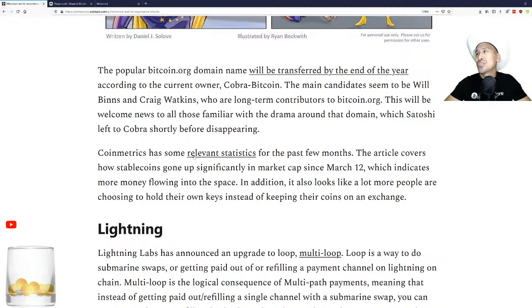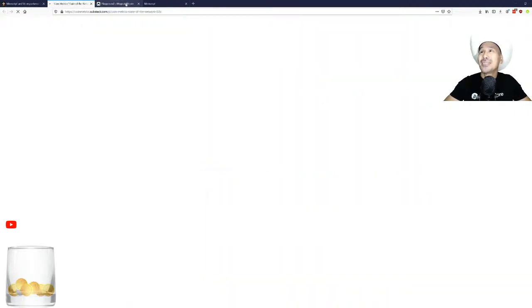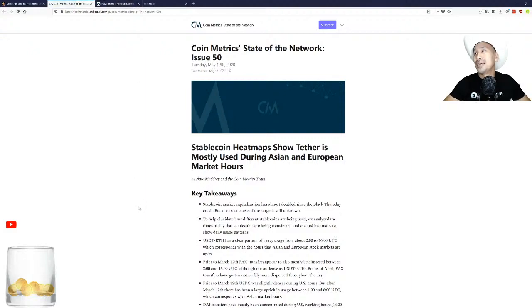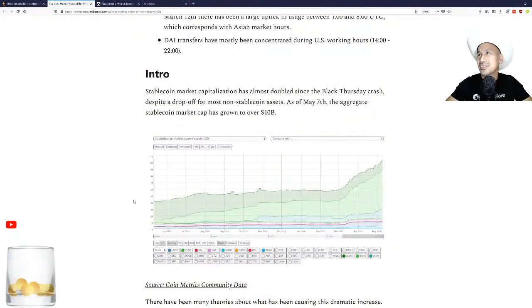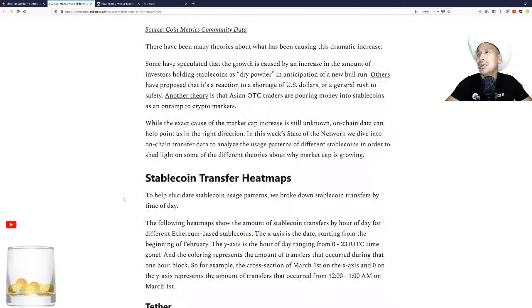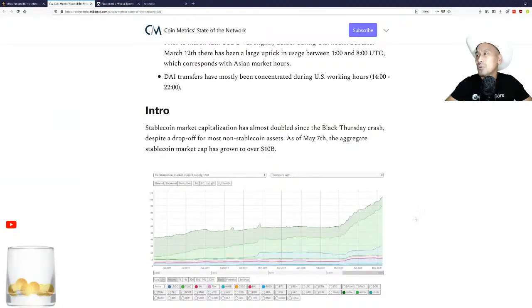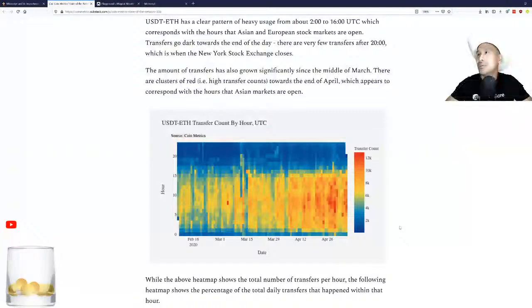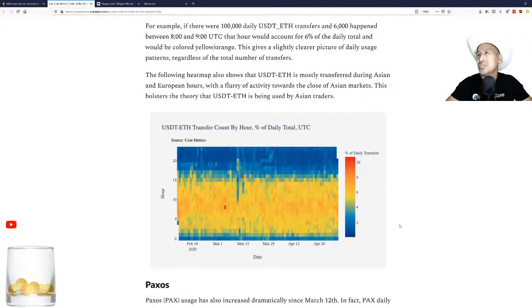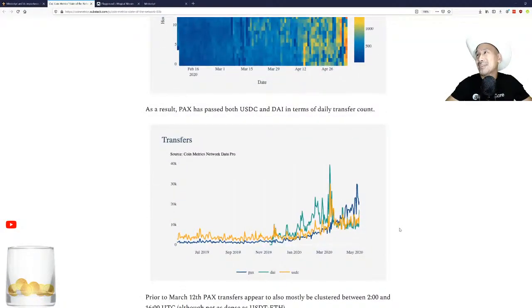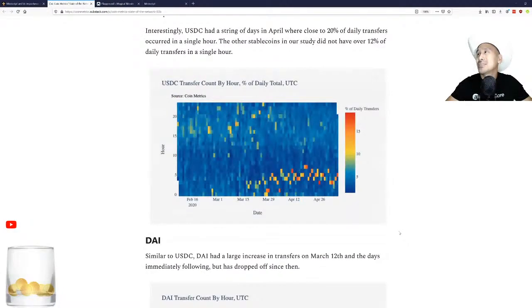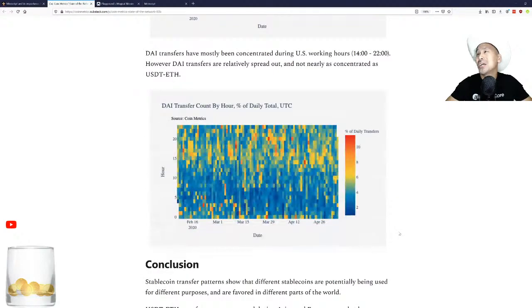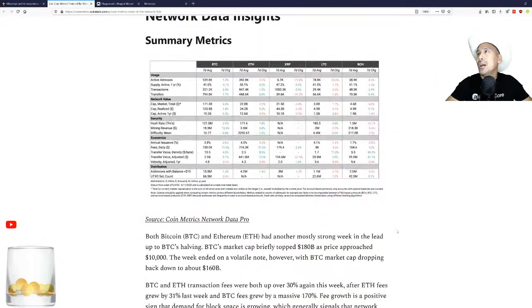All right, Coinmetrics has some relevant statistics from the last couple of months. They compile lots of statistics. That's their thing, Coinmetrics, and they talk about a lot of the money flowing into stable coins and sort of what's going on there. Paxos seems to be getting a lot more popular more recently. USDC not as much. DAI getting very unpopular.